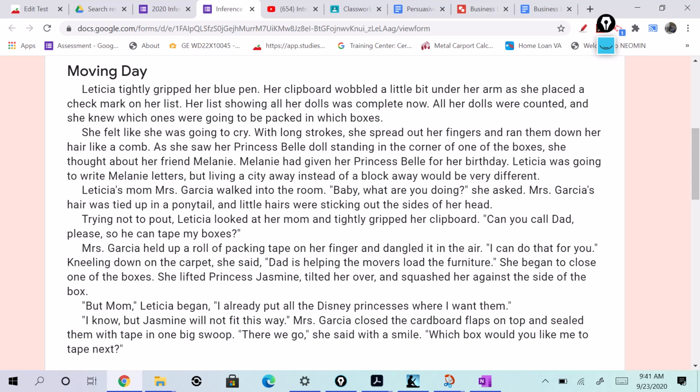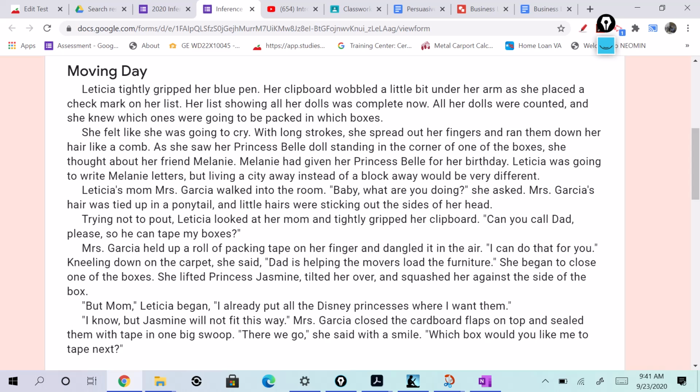Mrs. Garcia held up a roll of packing tape on her finger and dangled it in the air. "I can do that for you," kneeling down on the carpet, she said. "Dad is helping the movers load the furniture." She began to close one of the boxes. She lifted Princess Jasmine, tilted her over, and squashed her against the side of the box.